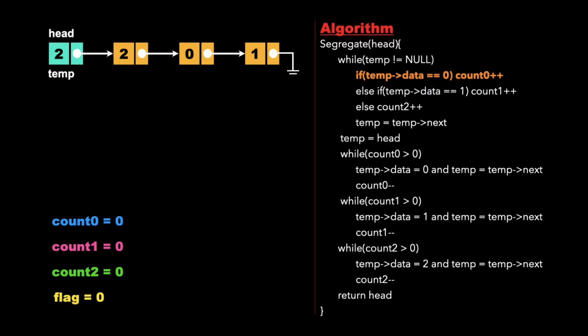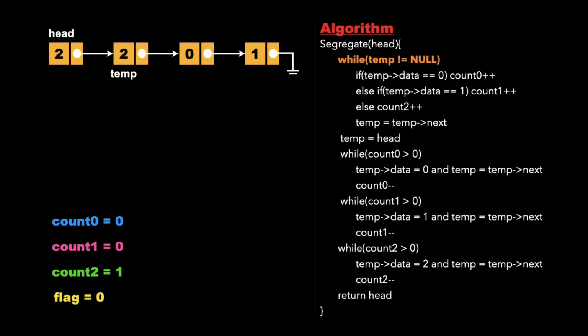equal to 0. Since temp of data is not equal to 0, we check whether it is equal to 1. Since it is not equal to 1 either, we update the value of count2 as count2 plus plus. So the value of count2 will be 1 and we point temp to temp of next. So now temp points to the second node in the linked list.